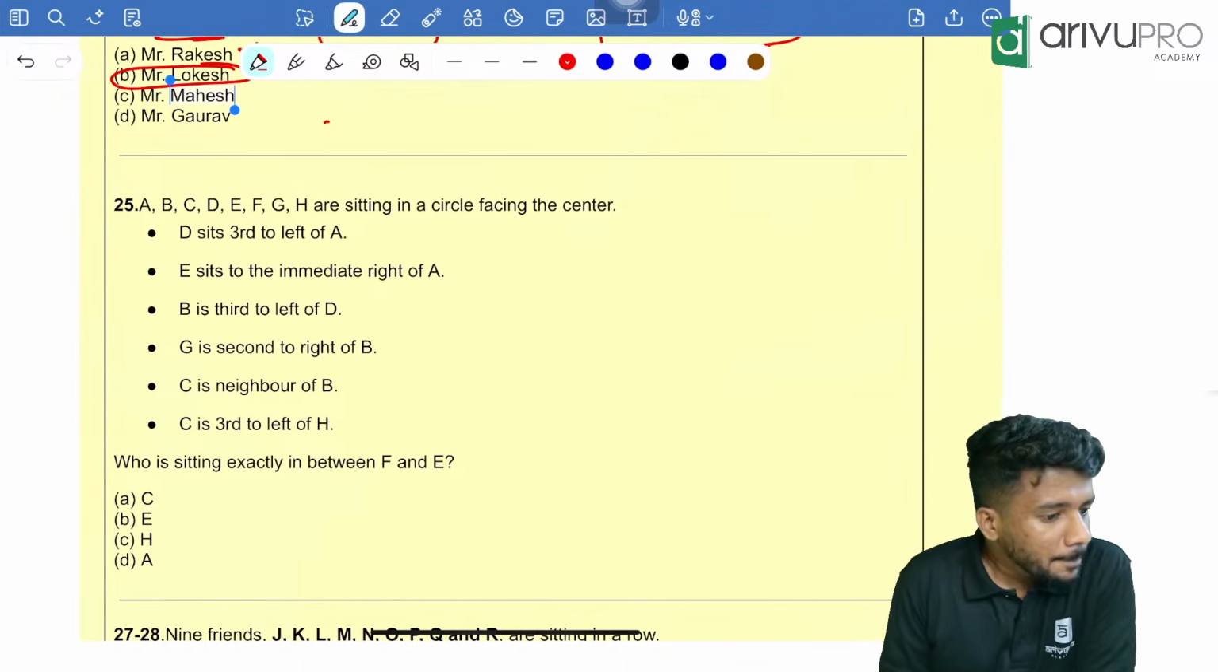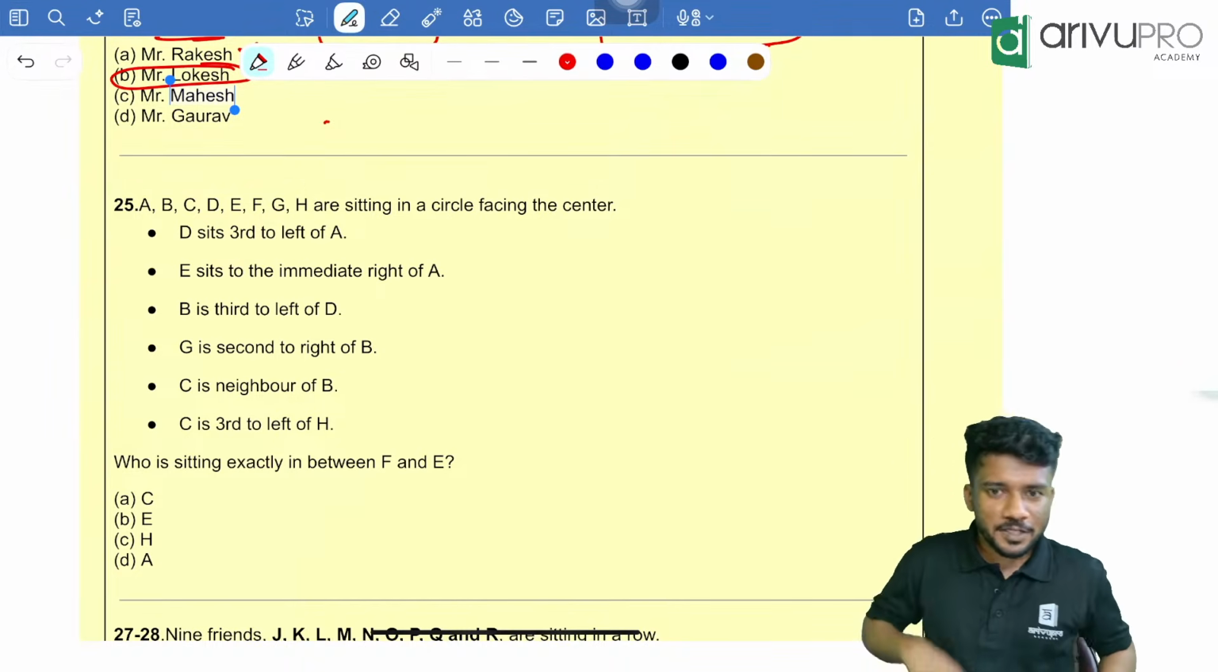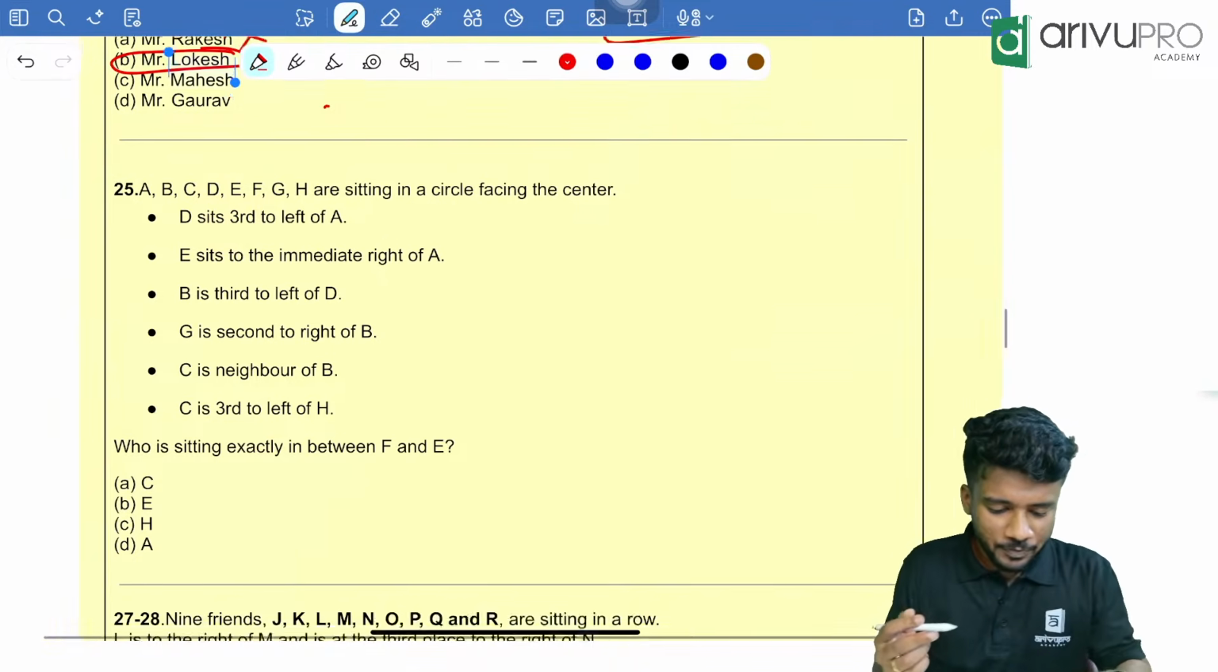Tomorrow we will be doing permutation combination. Okay, be ready for that.